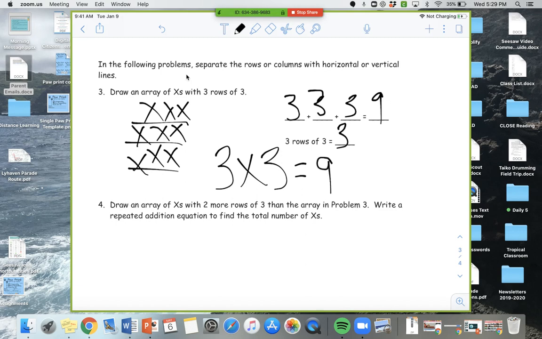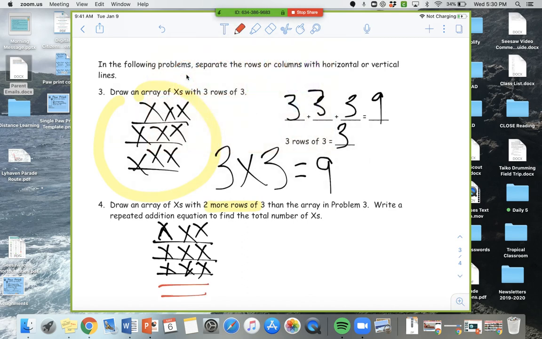All right, number 4: draw an array of x's with 2 more rows of 3 than the array in problem 3. Okay, so now pay attention. You want to add on 2 more rows to this array. So what I would do is just copy the array and then add on 2 extra rows. So this is the array from problem 3, and then I'm adding on those extra rows right here. Let me move my paper up so you can see.